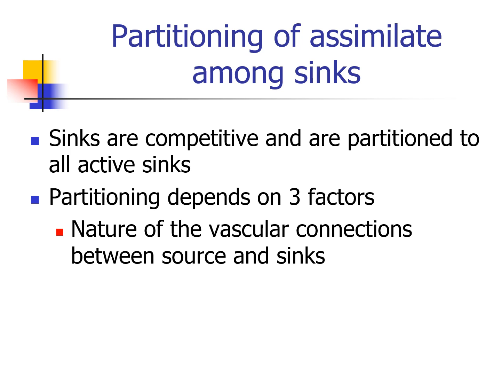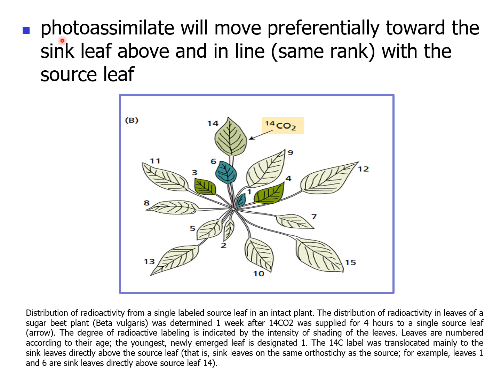Partitioning depends on three factors, one of which is the nature of the vascular connections between source and sinks. Photoassimilate will move preferentially toward the sink leaf above and in line with the source leaf. In this figure, the source leaf is leaf 14, which was exposed for 4 hours to radiolabeled carbon dioxide.